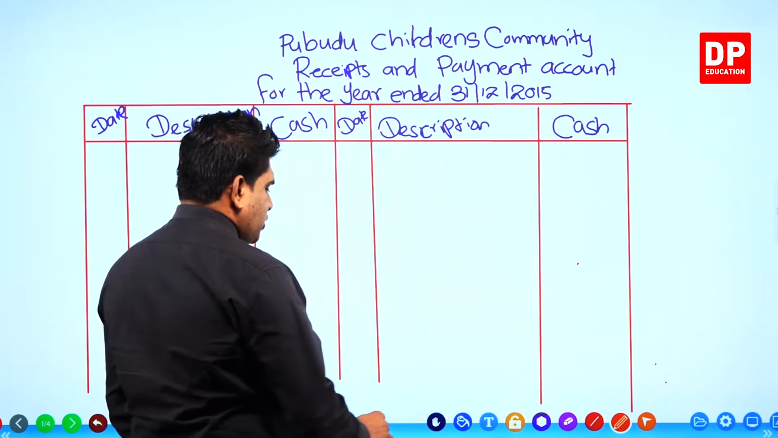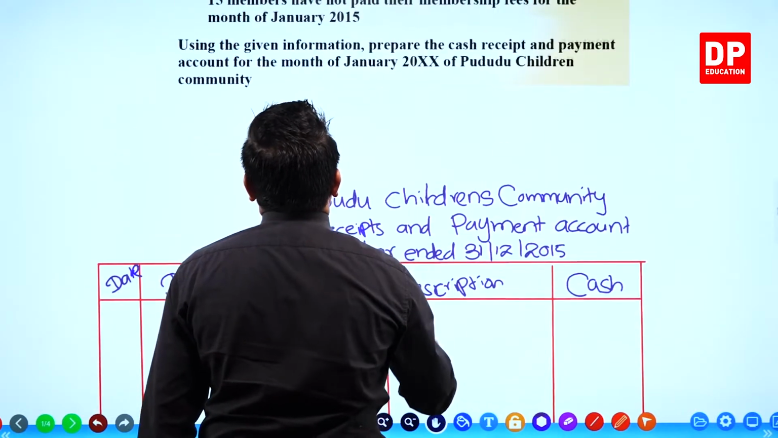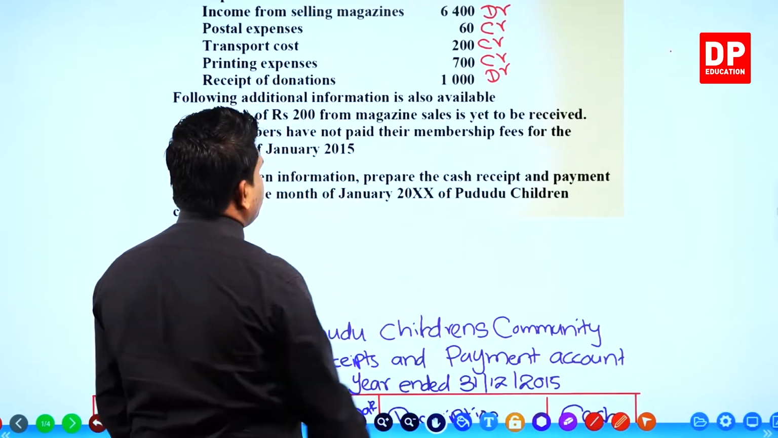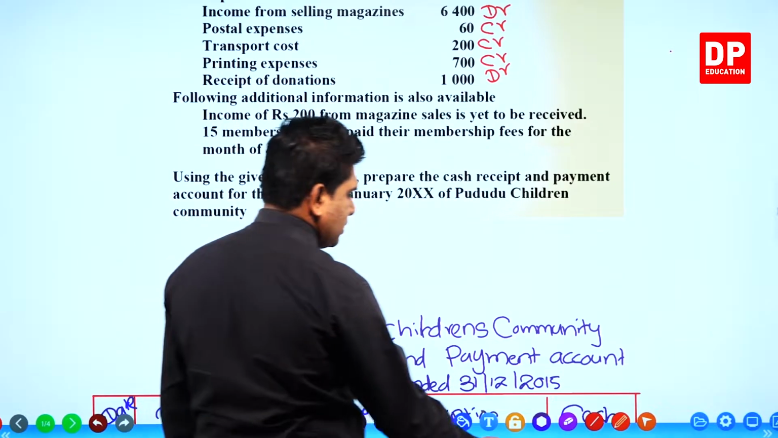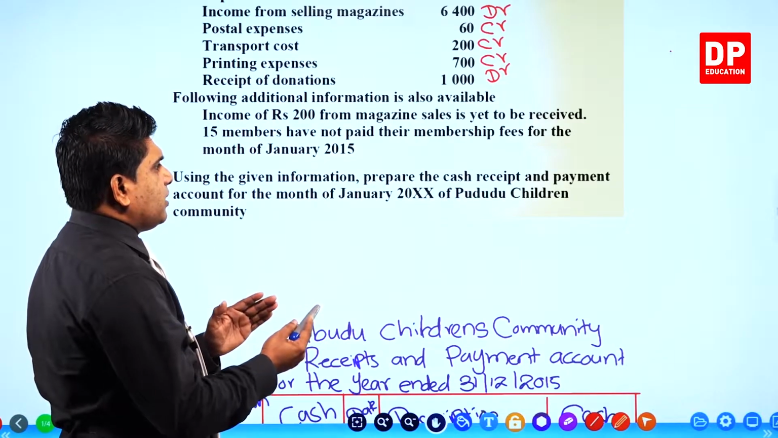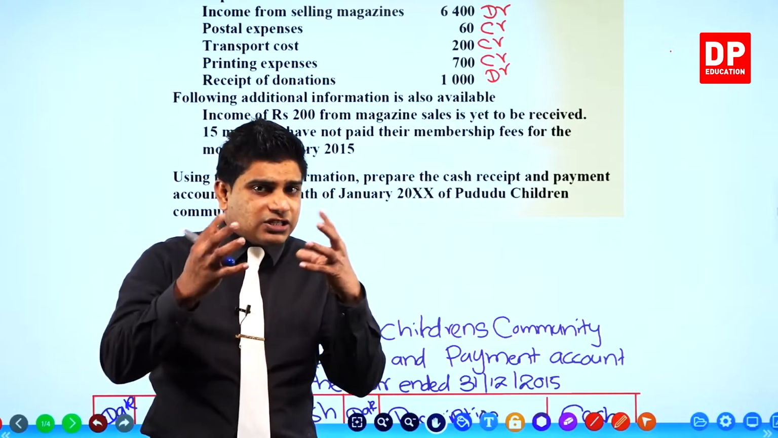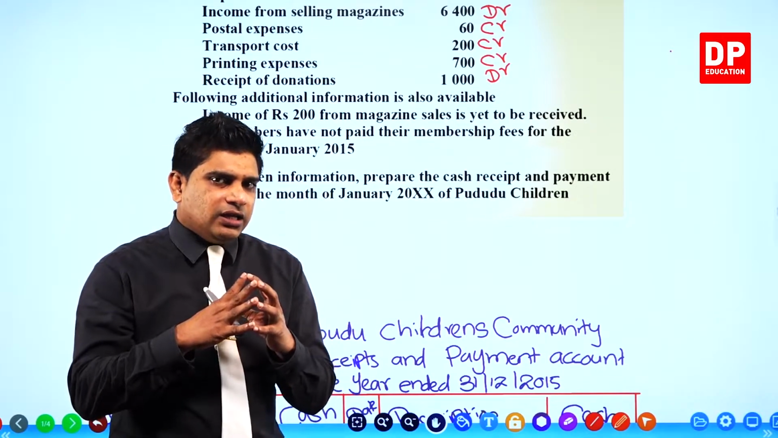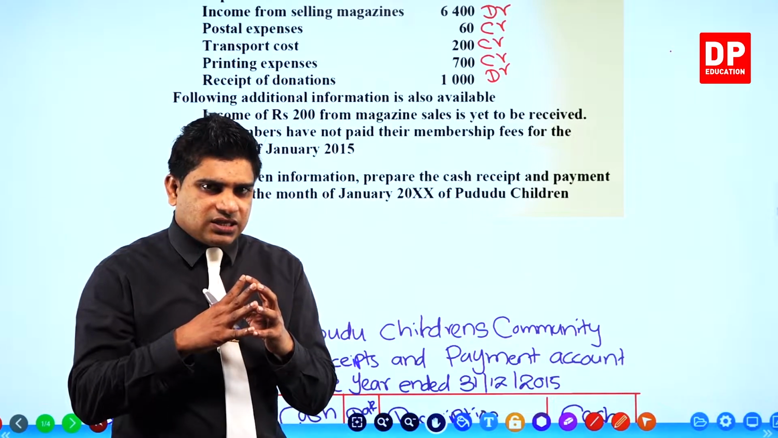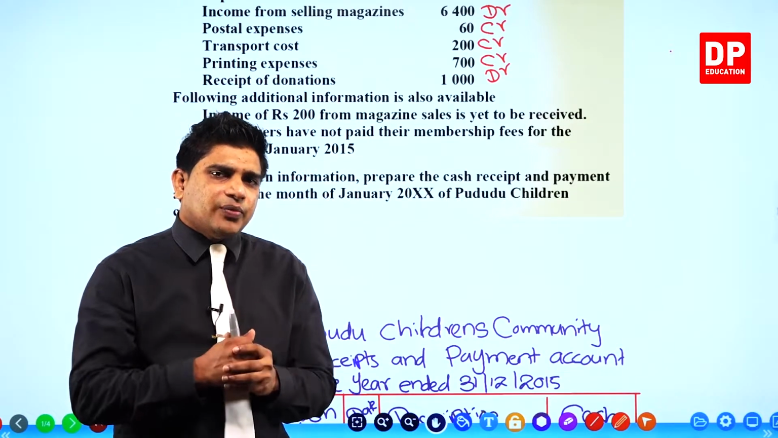Okay. Now it's better to go first to where? To the additional information, right? The following additional information is also available. Income of 200 from magazine sales is yet to be received. Yet to be received. Money already received through selling magazines is given inside the question. But what does the additional information say?